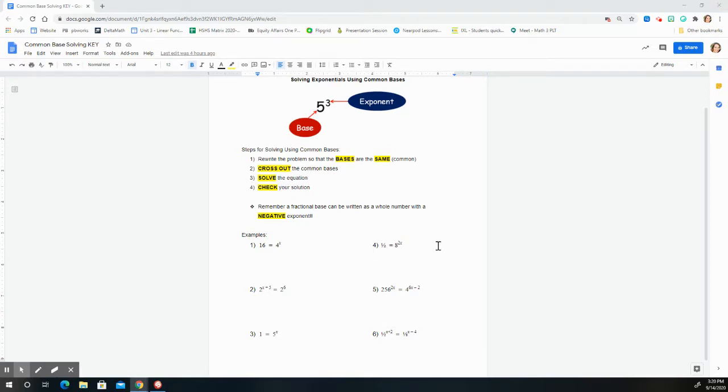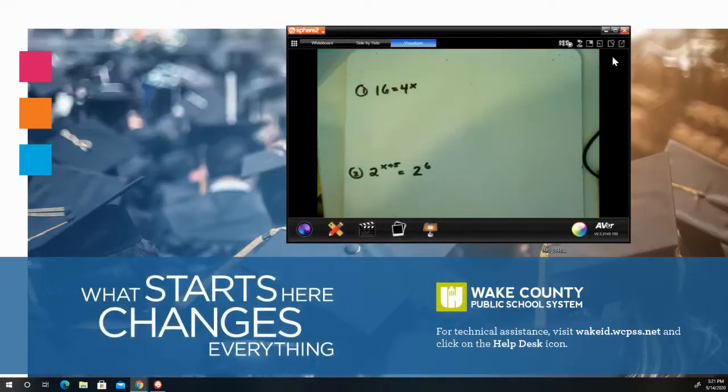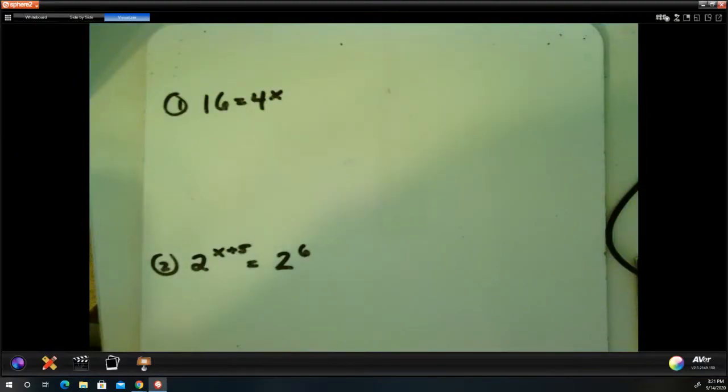All right, so let's do some examples. And I'm going to go to my dry erase board because when I did the double screen, it got a little blurry for you guys. So let's go ahead and make this a little bigger. Let me drag this over here so that I can still see the problems.